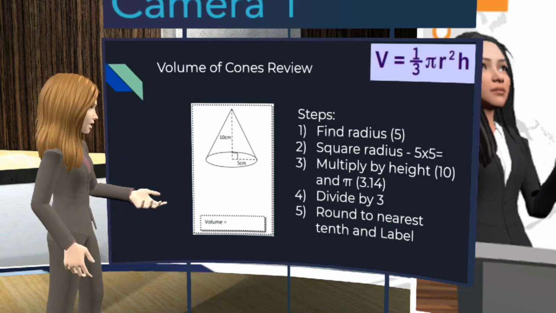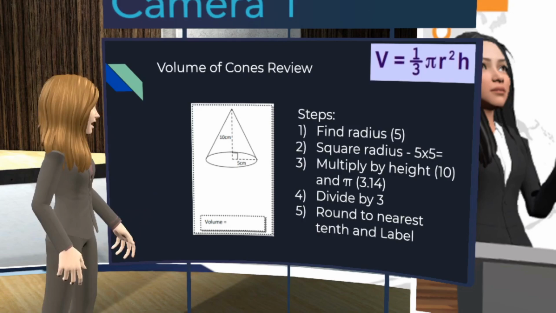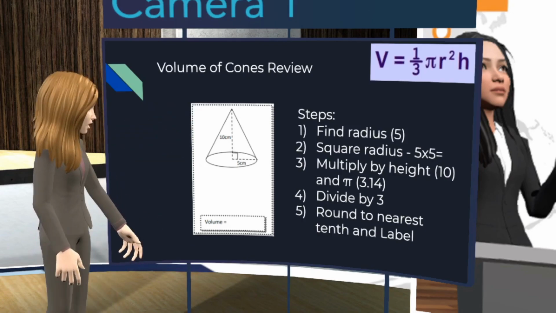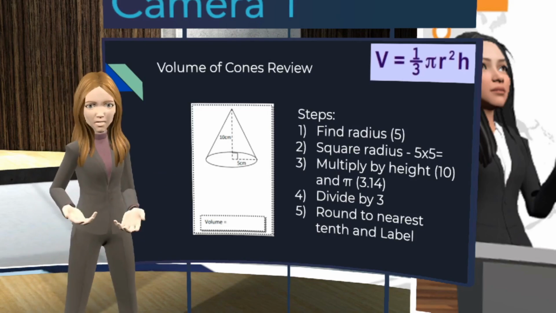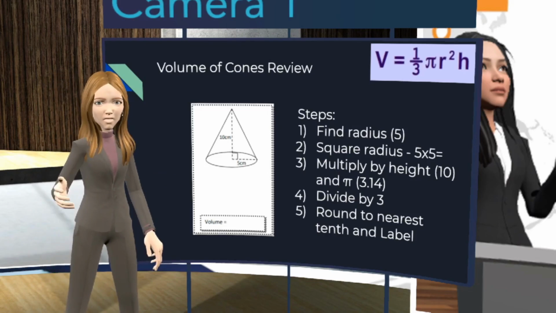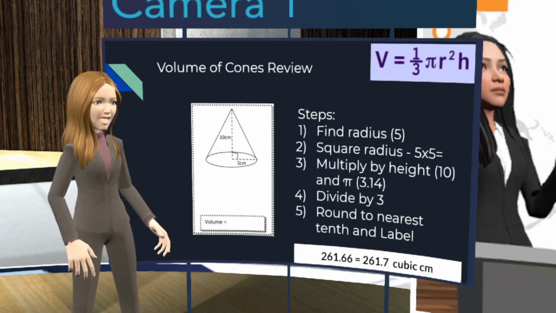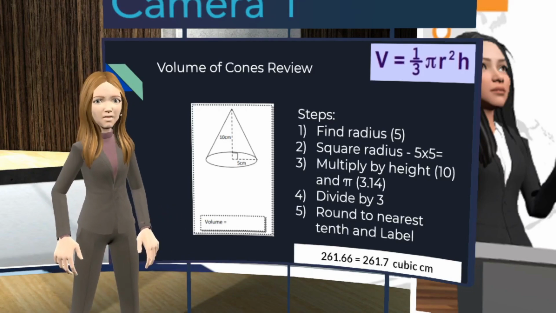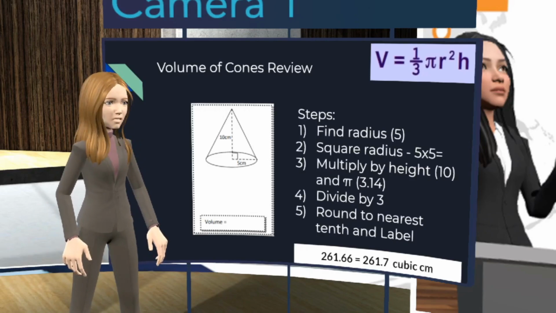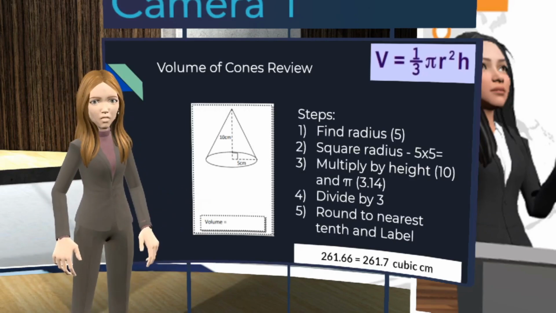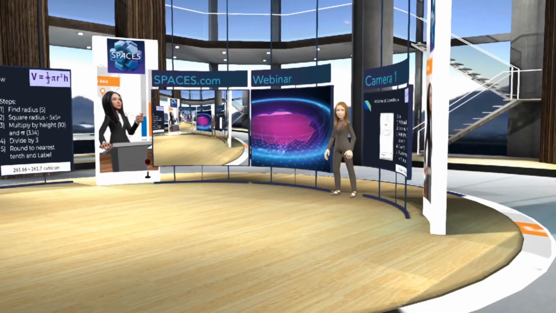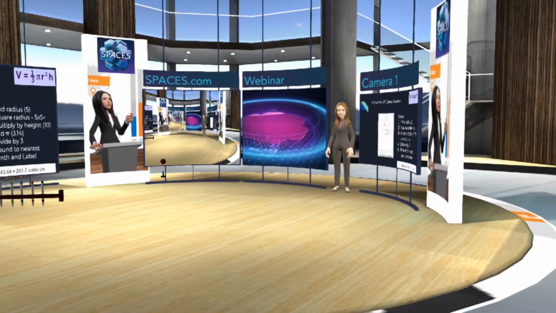So we take that radius of 5 and we square it. 5 times 5 is 25. And then we're going to multiply by 10 and by 3.14. And lastly, divide by 3. What do you get? You should get 261.66. And when we round to the nearest tenth, you get 261.7 cubic centimeters.